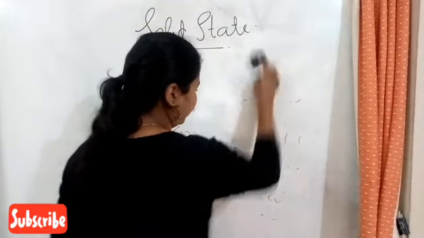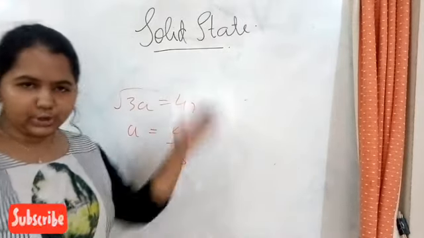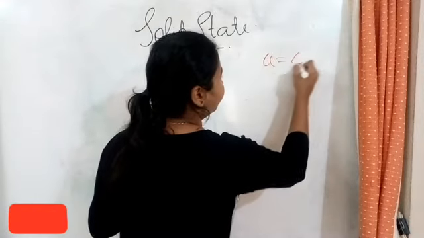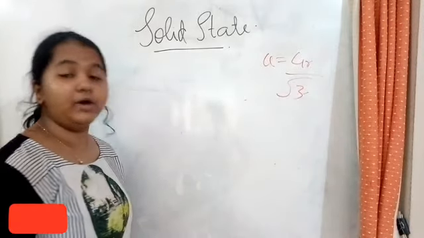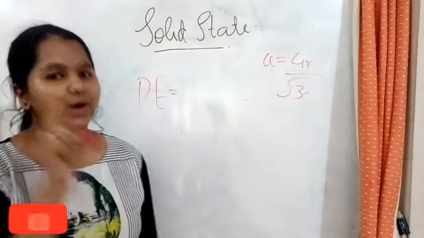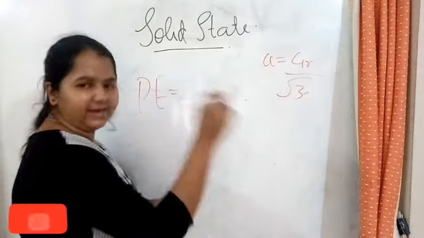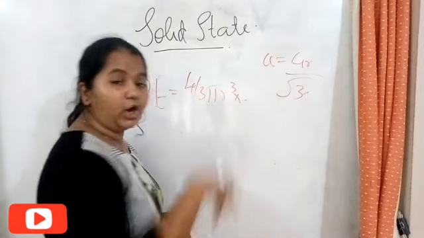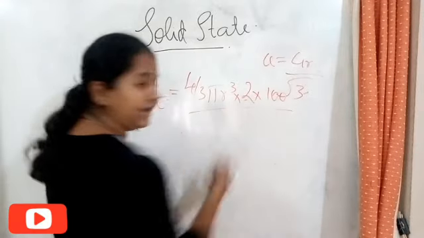So we have to substitute and I will give you the final answer. You will go back home and do the calculation in the middle. So a is equal to 4r divided by root 3. Okay. So what is our equation for packing efficiency? That is the volume of one atom into Z into 100 divided by the volume of the unit cell. So the volume of one atom is 4 by 3 pi r cube, into Z of a body centered cubic unit cell, which is 2, into 100 divided by what?